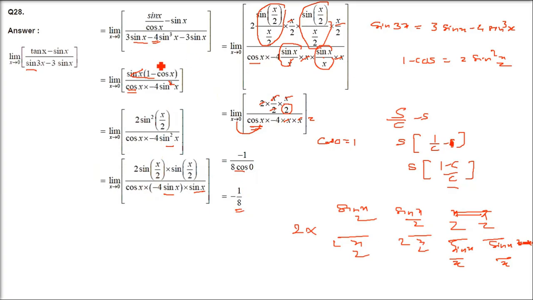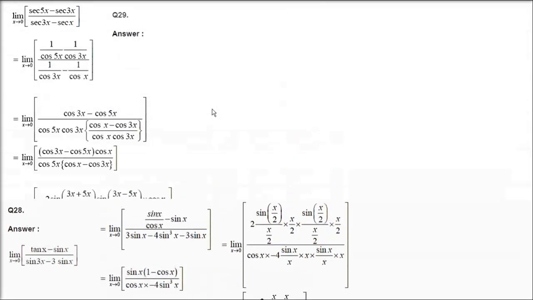So various things we have done. First sin 3x we applied, tan x as sin by cos x we applied, 1 minus cos x as 2 sin square x by 2 we applied, right? So this is all you have to do.